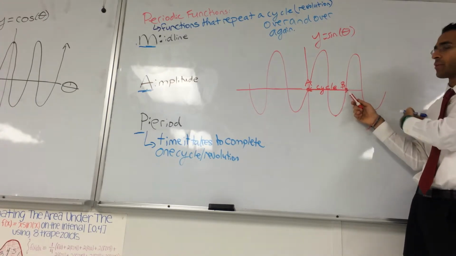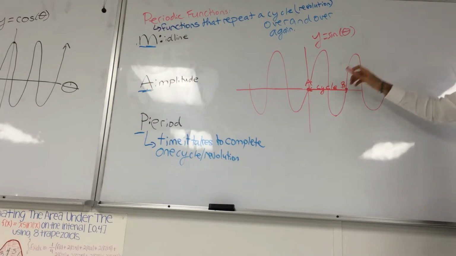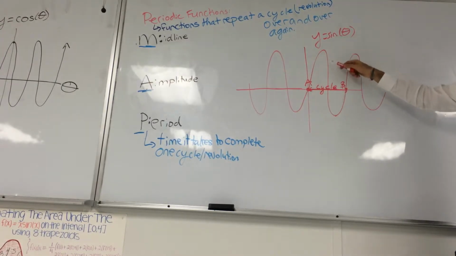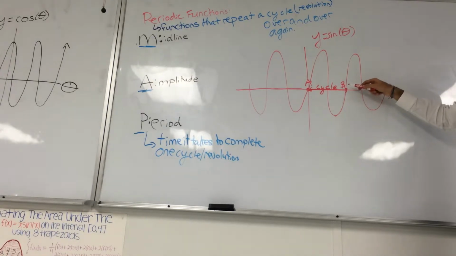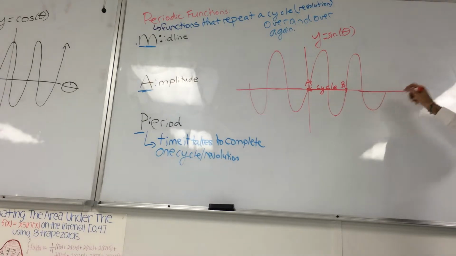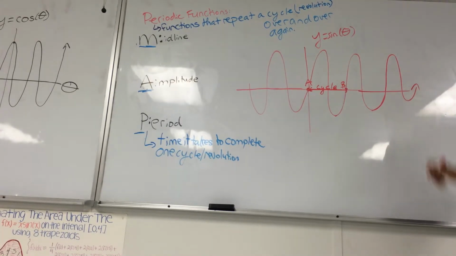That is a cycle. How do I know this is the end of a cycle? Because that is when the graph begins repeating. We got back to where we started after completing one whole revolution. And now we're going to do it all over again, and we're going to get back to here, and then do it all over again.